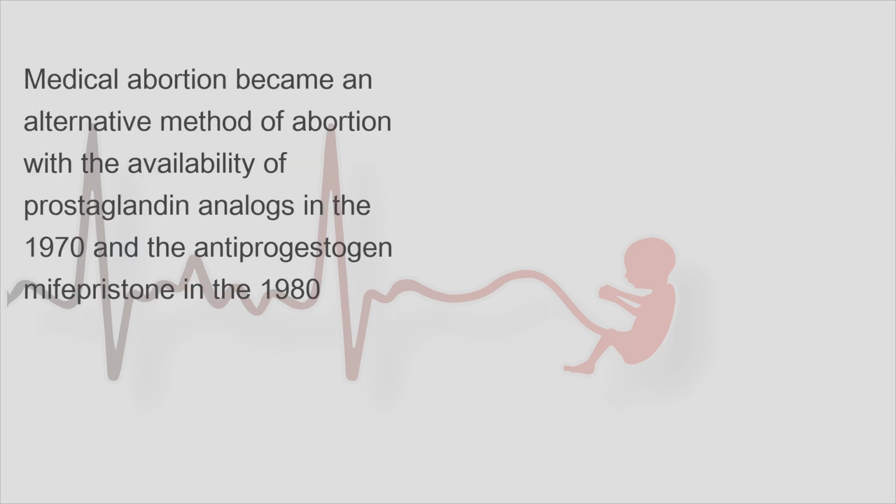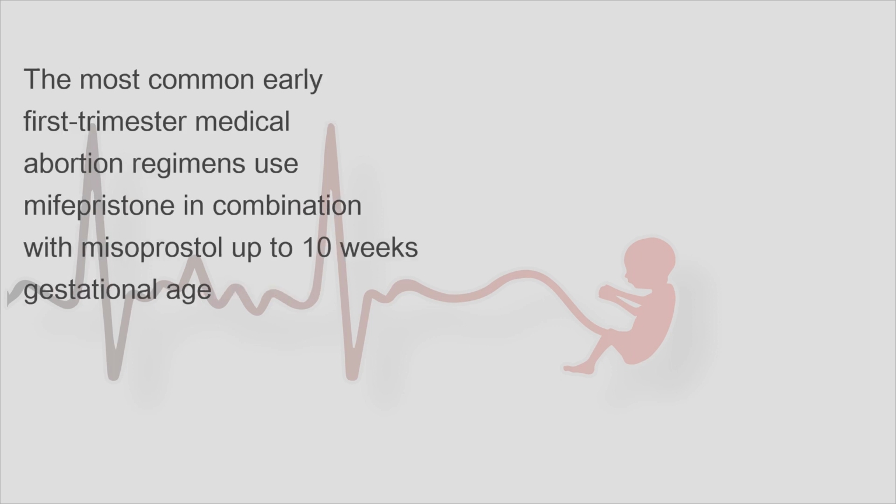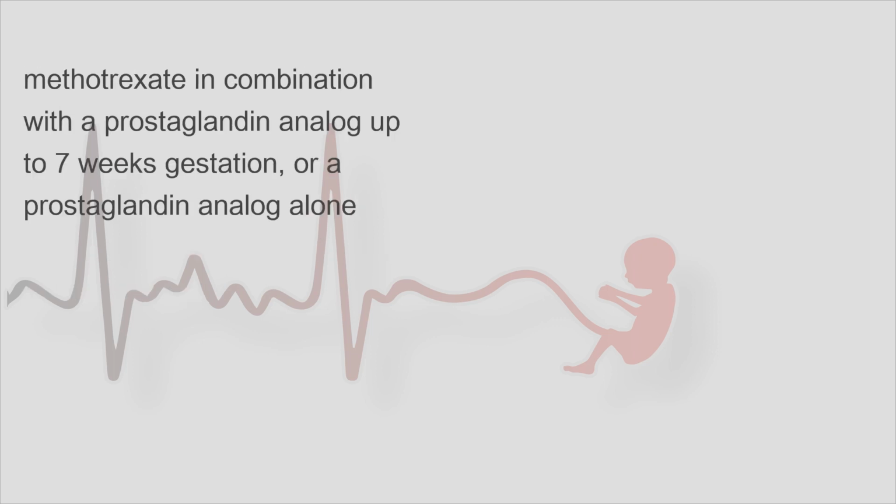Medical abortion became an alternative method of abortion with the availability of prostaglandin analogs in the 1970s and the antiprogestogen mifepristone in the 1980s. The most common early first trimester medical abortion regimens use mifepristone in combination with misoprostol up to 10 weeks gestational age, methotrexate in combination with a prostaglandin analog up to 7 weeks gestation, or a prostaglandin analog alone.